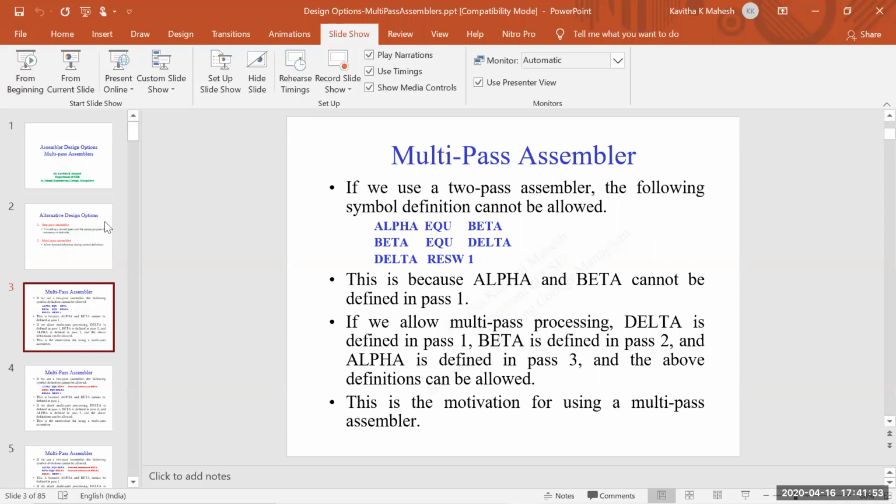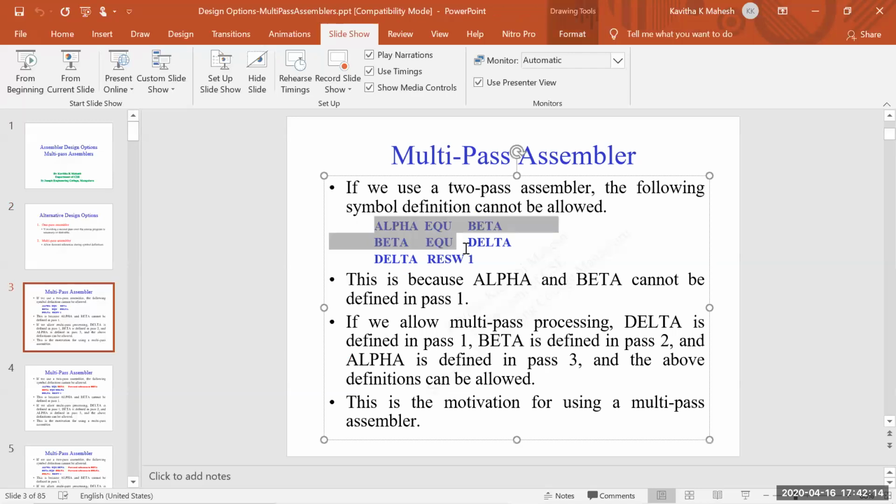The need for a multi-pass assembler arises because generally a two-pass assembler is not able to handle symbol definitions involving forward references. To understand this concept better, let's take an example segment with a set of three statements that is shown here in the slide. Alpha EQU beta, beta EQU delta, and delta reserved 1.